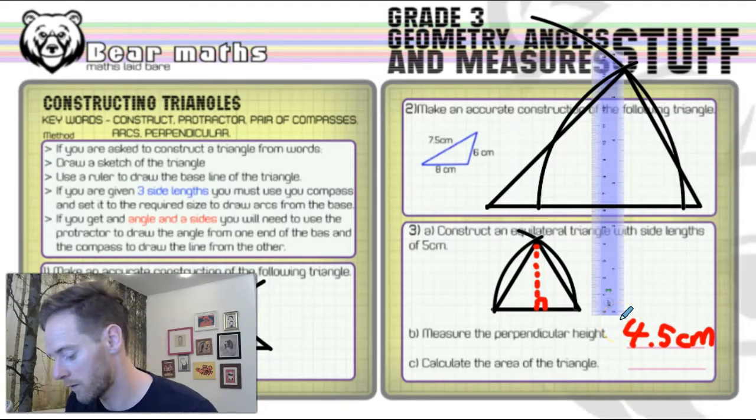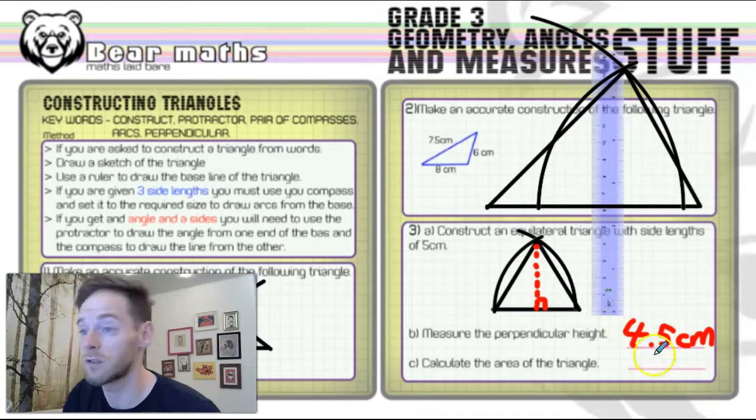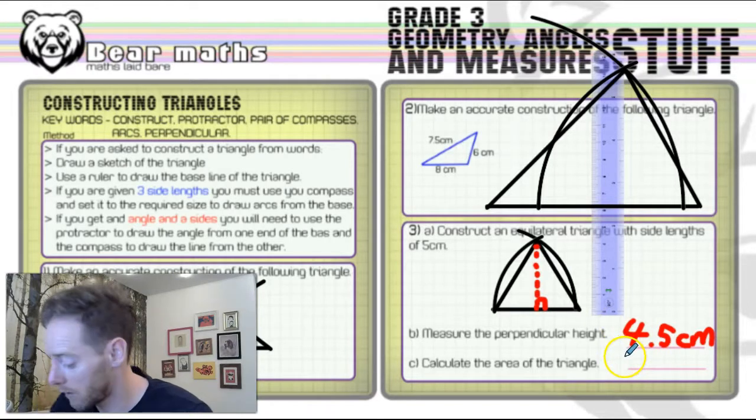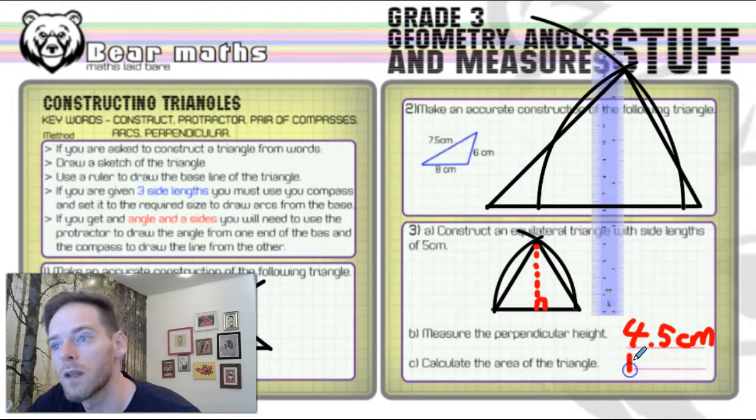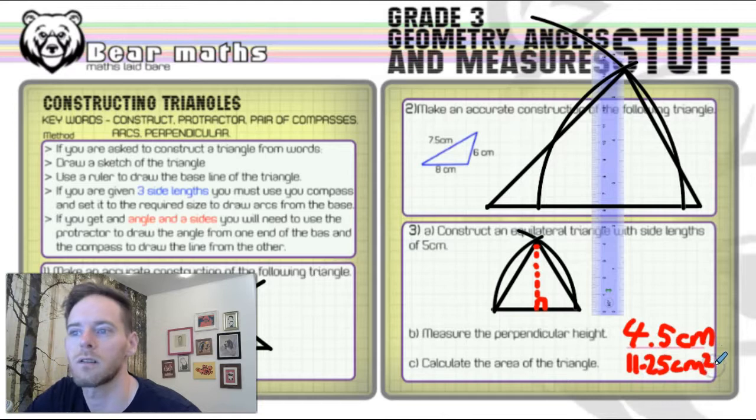So 4.5 times by 5 is 22.5, and then half it. That's why I needed my calculator. So 11.25, because it's a triangle, and you always half the area once you multiply the 2 dimensions together, don't you? Learned that ages ago. All right. And that would be in centimeters squared because it's an area.